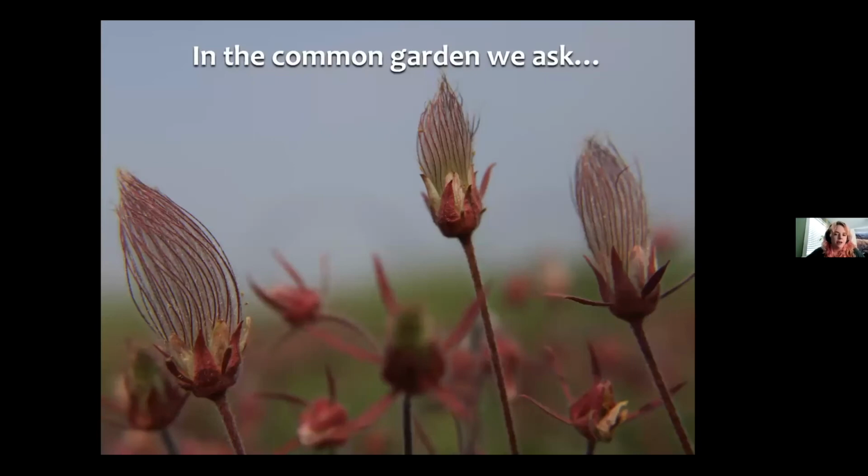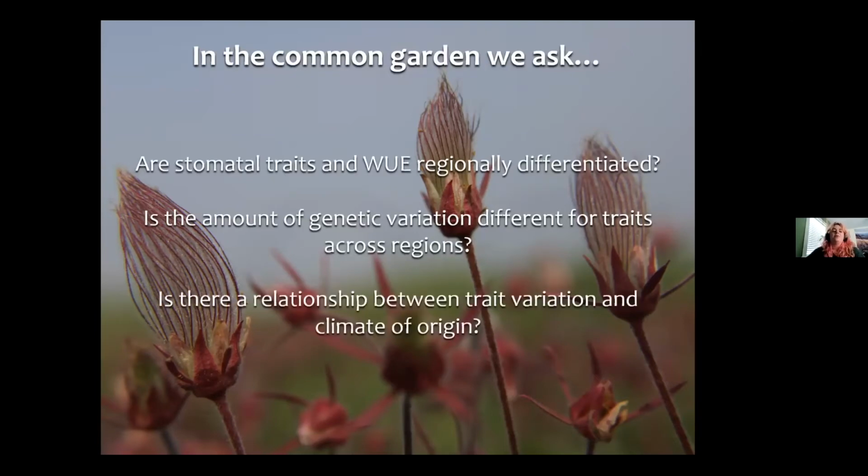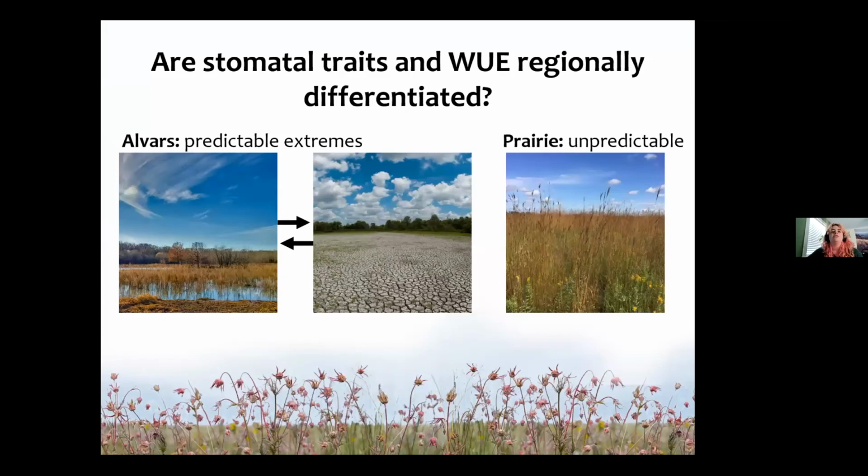And so in the common garden, we're specifically asking if those traits are differentiated by region. And then we also want to know if the amount of genetic variation is different for traits across regions. And then lastly, we want to know if there's a relationship between trait variation and the climate of origin. And so for our first question, are these traits differentiated by region? We have some predictions. Again, because alvar habitats are experiencing those predictable extremes in water, from flooding in the spring to complete desiccation by summer, we expect they're going to have a greater control over their water use.